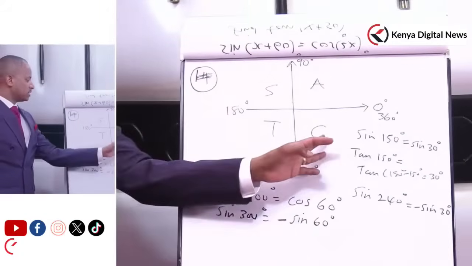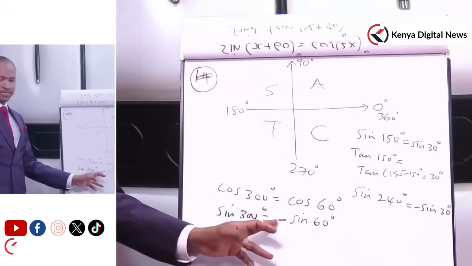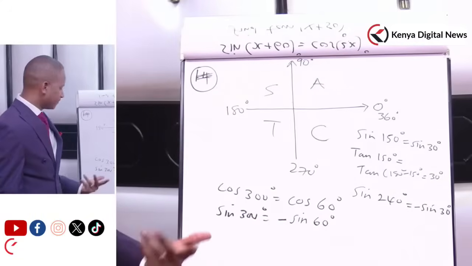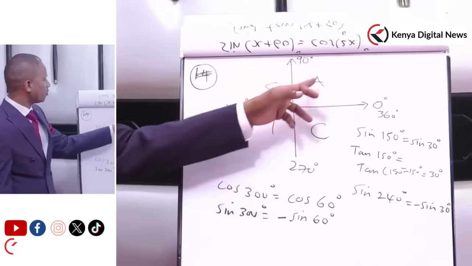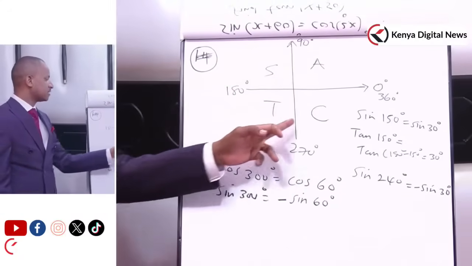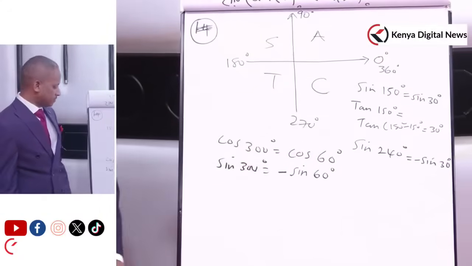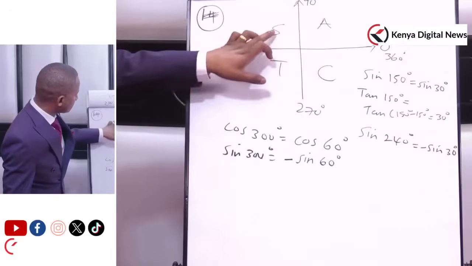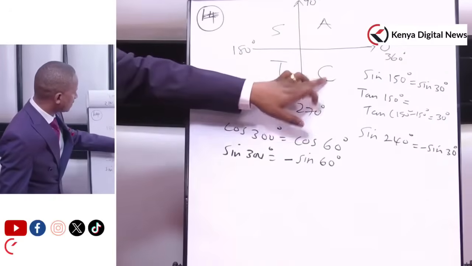So these large angles will help you to identify the sign that you use, because you might end up calculating but you get it wrong. So all students take coffee. All in the first quadrant, sine, tangent and cosine are all positive.